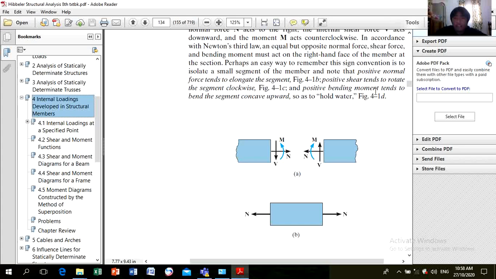Positive normal force tends to elongate the segment. Positive shear tends to rotate the segment clockwise. And a positive bending moment tends to bend the segment concave upward. Okay, that is the definition of how we define the convention. So this shear V tends to rotate clockwise, this M tends to bend the segment concave upward, and N tends to elongate.